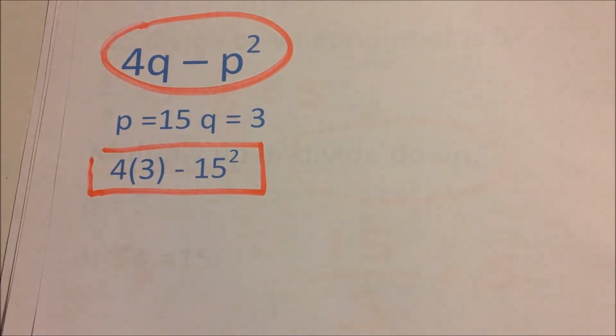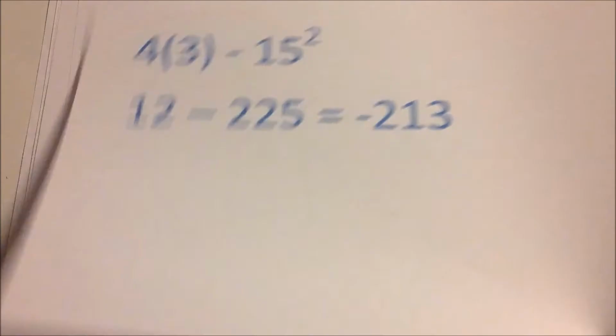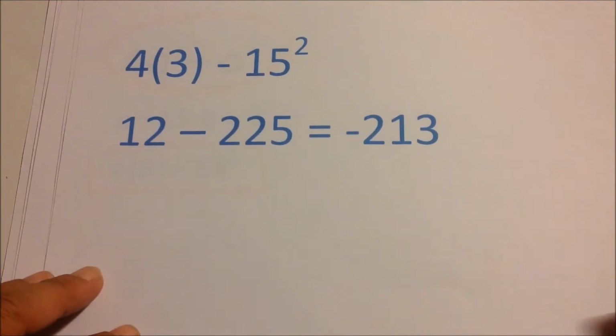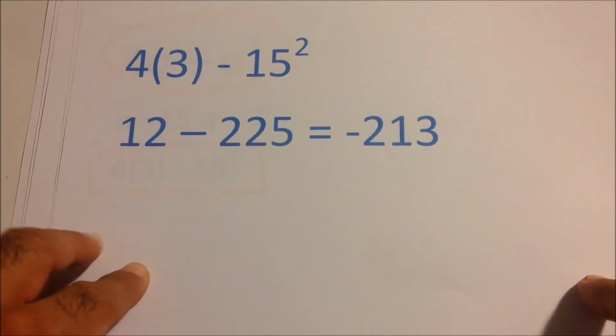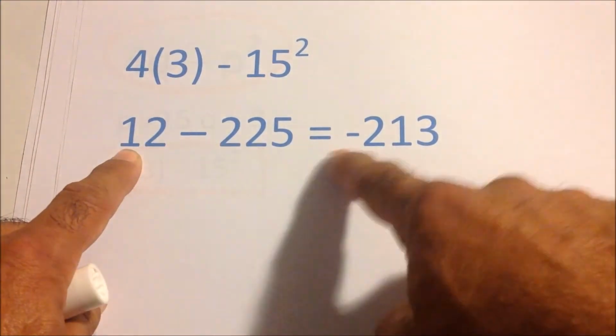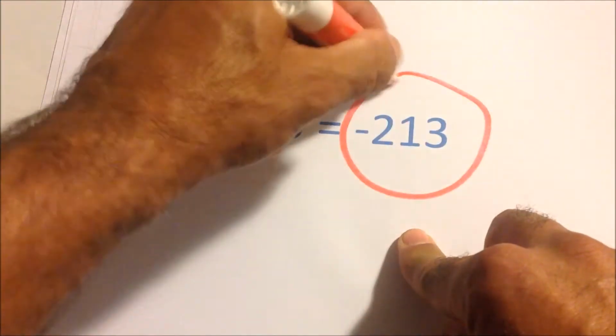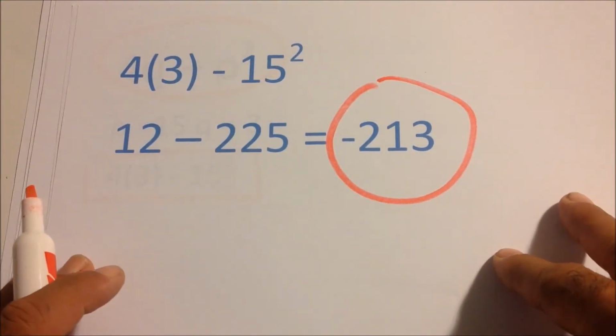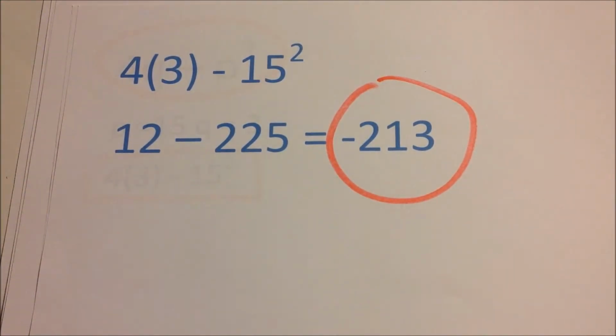And what do you think the answer is here? Just do the order of operations. Okay, well, we have 4 times 3, which is 12, minus 15 squared, and we get this, and that's our answer. So rewind the tape if you didn't understand that.